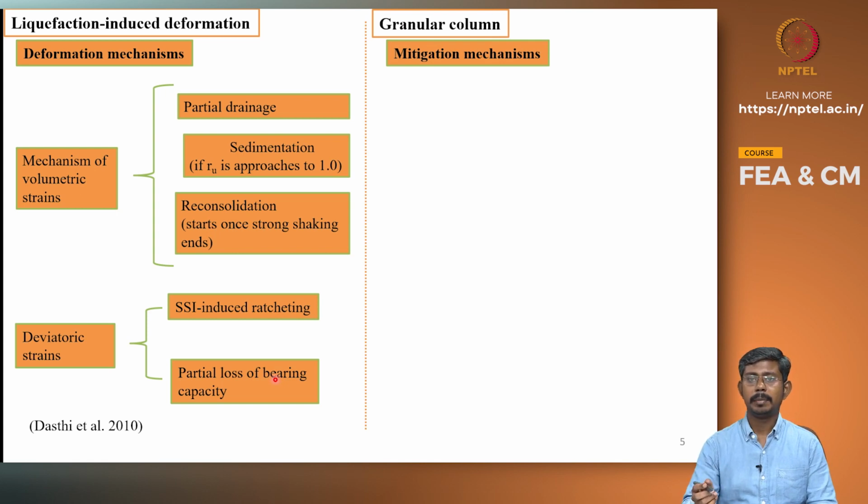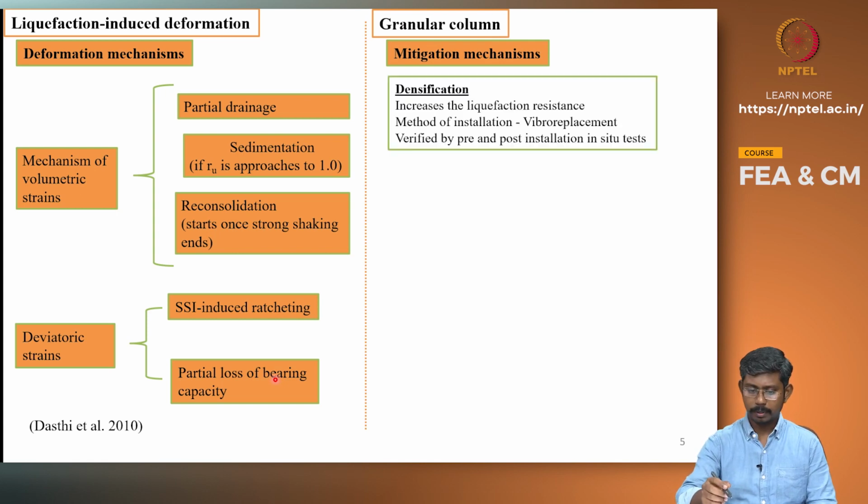Coming to the mitigation mechanisms that are associated with granular columns, firstly the densification. So we saw that the installation of granular column will result in densification of surrounding soil. The loose sand is more vulnerable to liquefaction. So when it gets densified, obviously the cyclic resistance of sand increases, and in turn the liquefaction resistance increases.